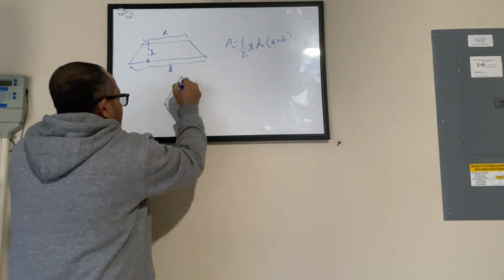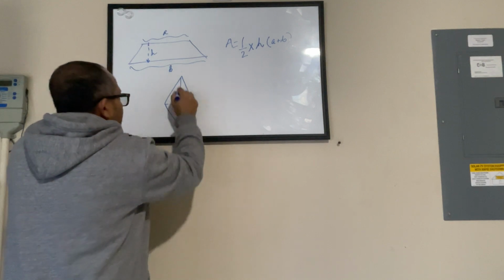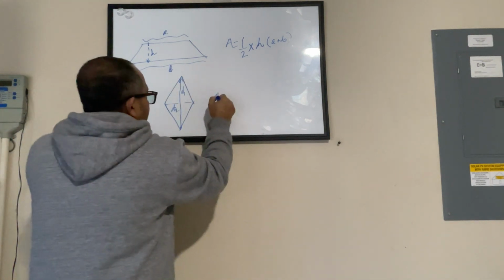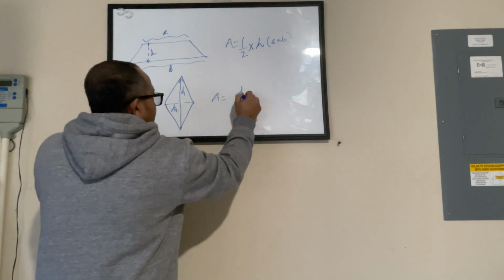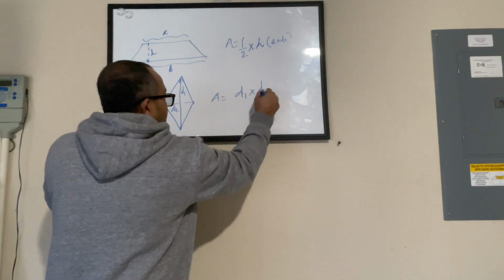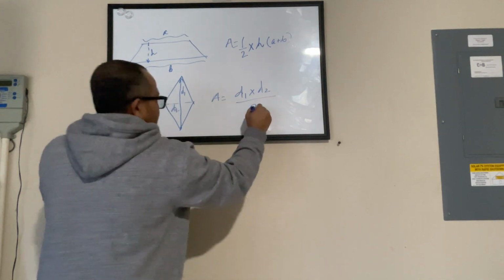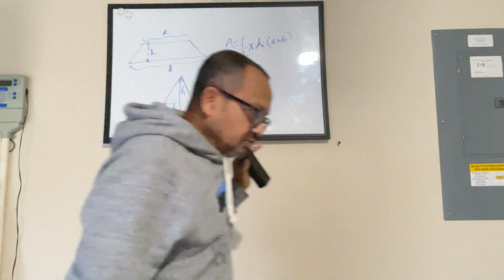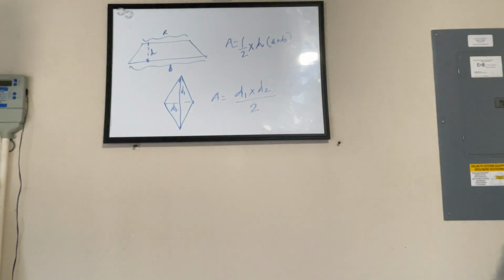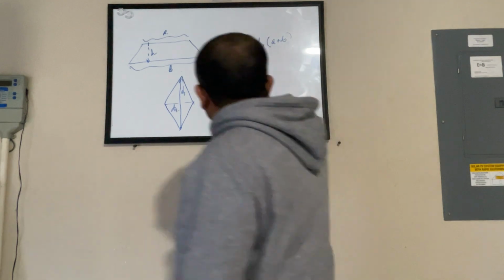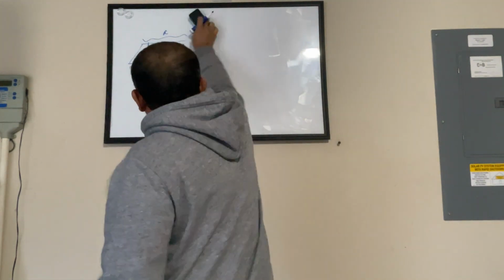It is a rhombus. This is one diagonal, this is the second diagonal. The area of this is diagonal 1 into diagonal 2 divided by 2. So you guys are with this formula now. You'll not forget this, right? Now let's start playing with maths.